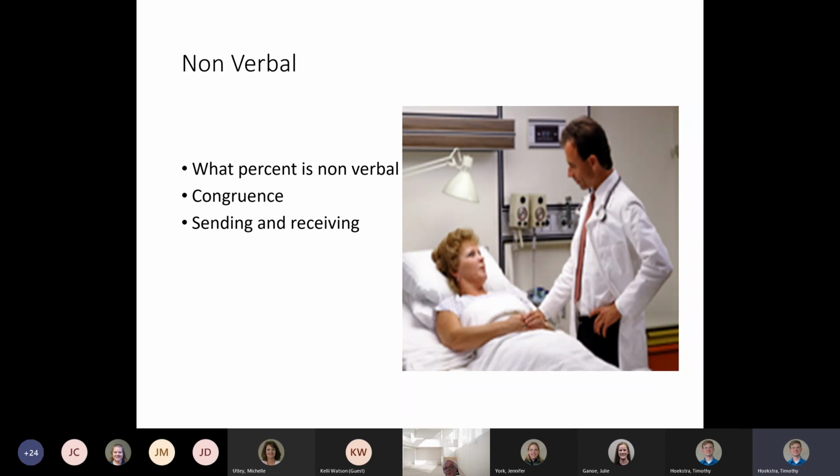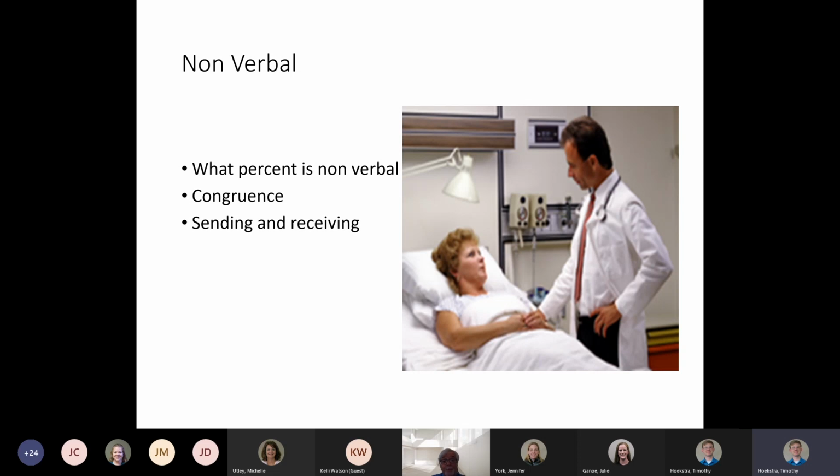Nonverbal is a whole other talk, but how important is nonverbal? What percent of communication is nonverbal? Nonverbal communication is probably about 50%. There's the famous Mehrabian, who actually said it was 70%, but that's in emotional discussions. Most of the time, communication is really more around 50%.